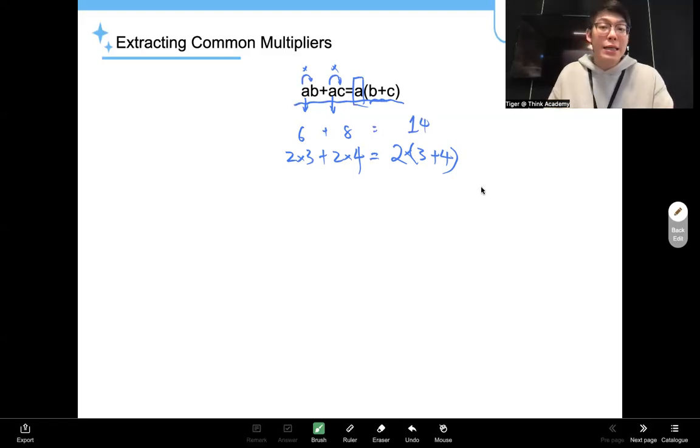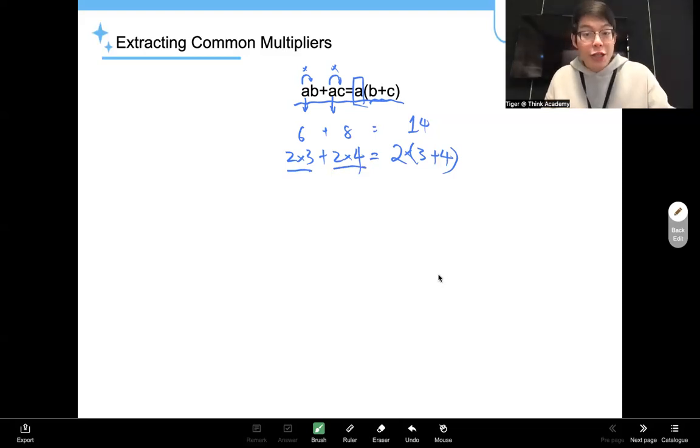And the reason behind it is because 2 times 3 can be understood as 3 twos, right? And 2 times 4 can be understood as 4 twos, which means that if I'm adding 3 twos to 4 twos, the total I'm going to get is equal to 3 adding 4, which is 7 twos. So that's the reason why I can sum the 3 and the 4 and multiply that by 2.